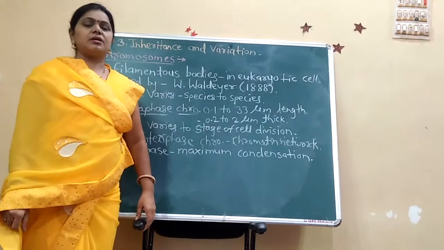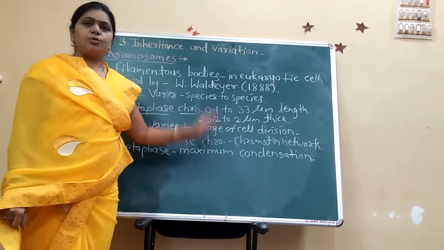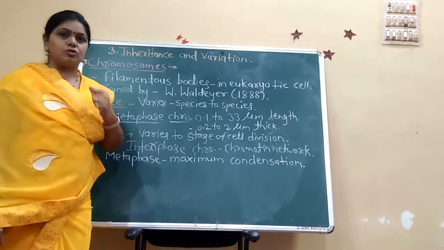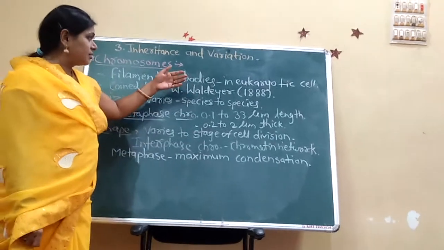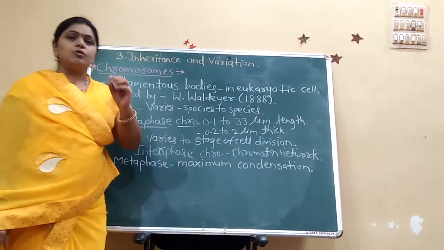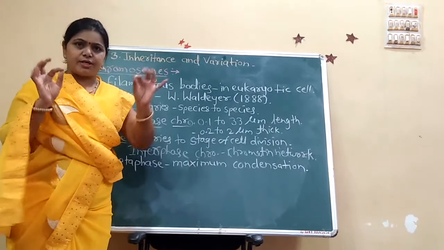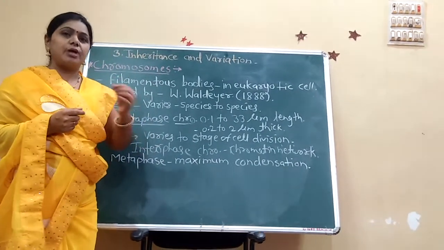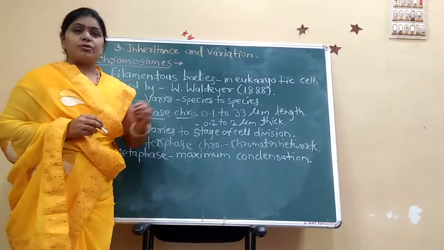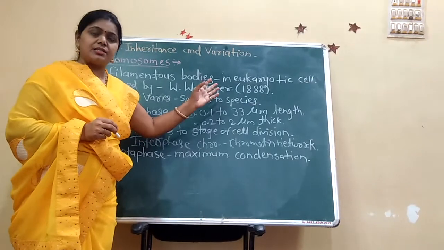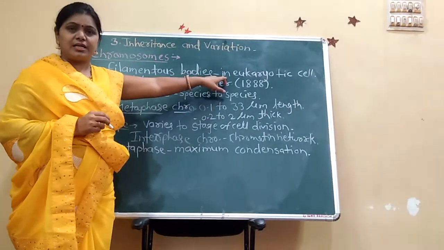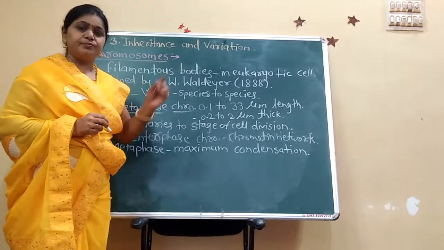In chapter number 3, inheritance and variation, today we discuss chromosomes. What are chromosomes? Chromosomes are filamentous, thread-like bodies which are present in the eukaryotic cell. We all know about the eukaryotic cell and the prokaryotic cell; we studied them in 11th.